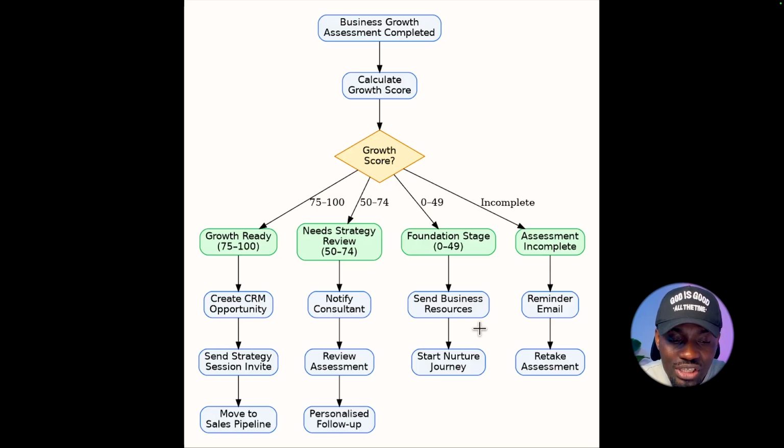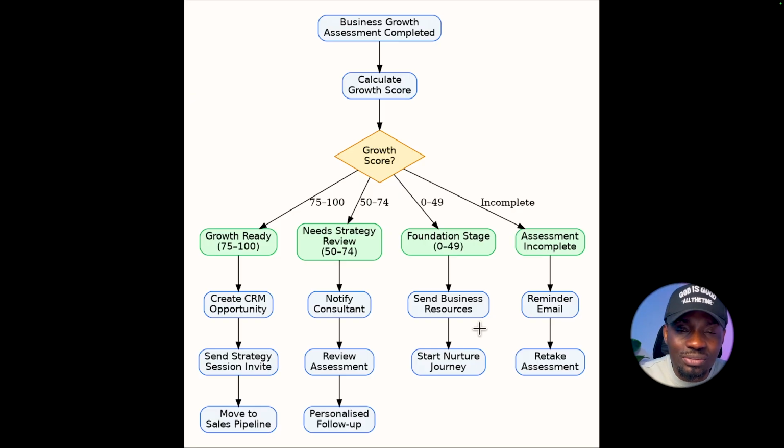50 to 74. You notify a consultant, they review the assessment, and they get personalized follow-up. Now, between 50 and 74, it means that right now or in the next 30 days might not be the best time for you to help that business, because there are certain things, maybe fundamental things, or certain steps that they haven't covered, and they need to cover those first before they book a call.